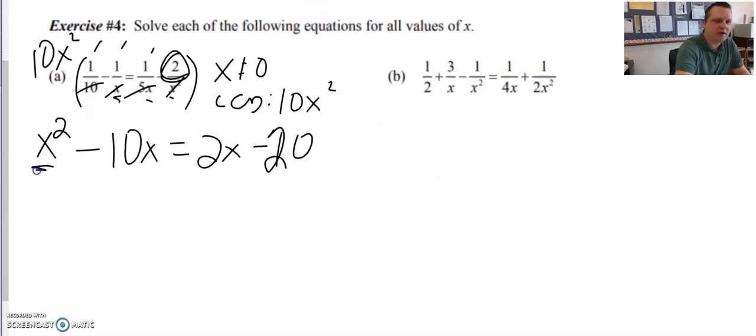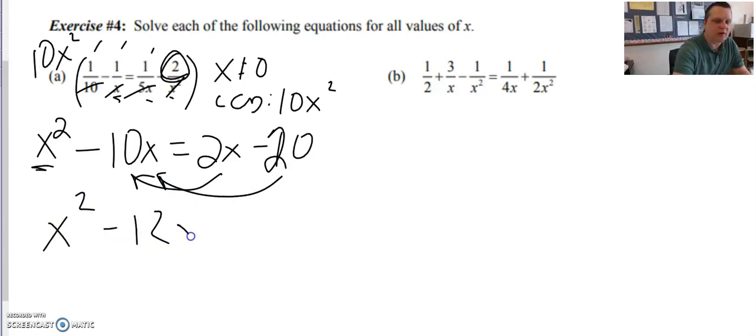Now, because it's an x squared, everything has to come over, so we have the positive x squared. So we have x squared minus 12x plus 20 equals 0.